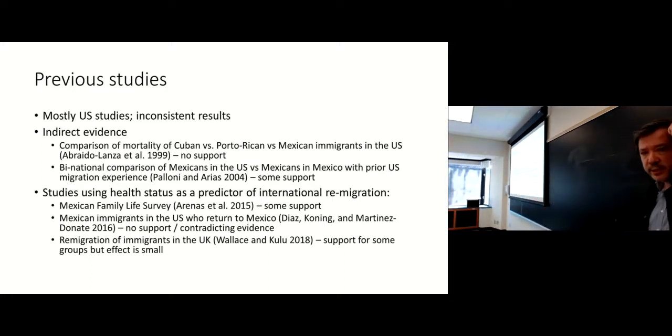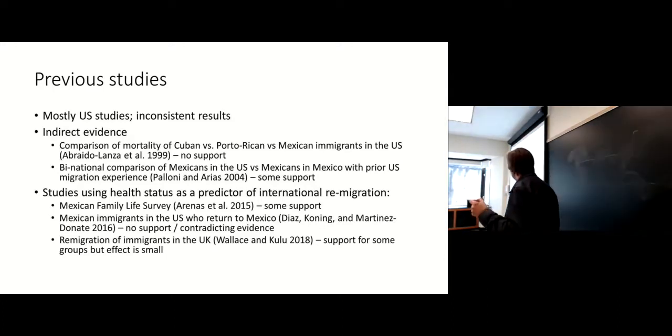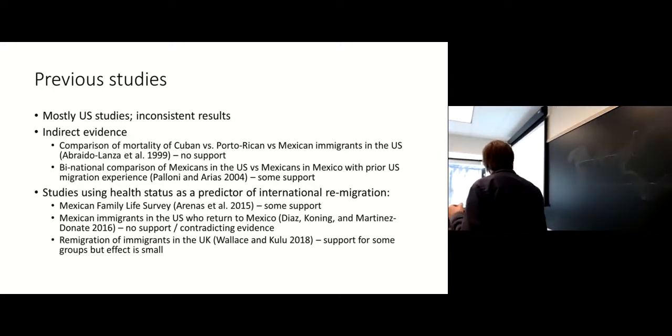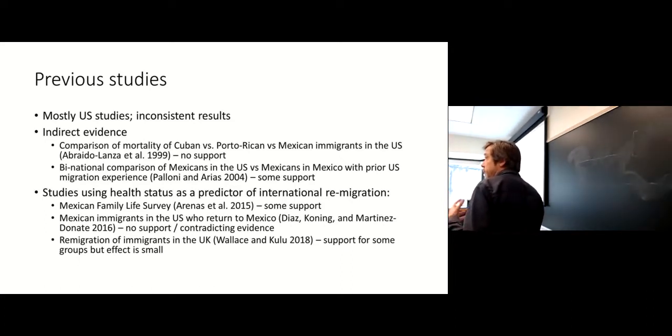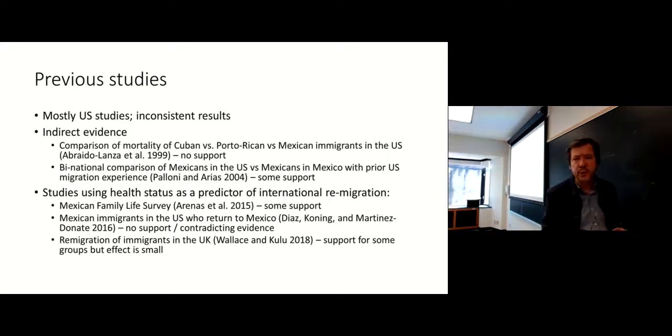Now, there are some studies that have tried to look at health selection a little bit more directly by looking at health status as a predictor of international remigration. So you look at immigrants in a host country and you measure the health status, and then you follow them and you see who is returning and who is staying. And is health a predictor of returning? Based on the Mexican Family Life Survey, there is a study here that shows there is some support.